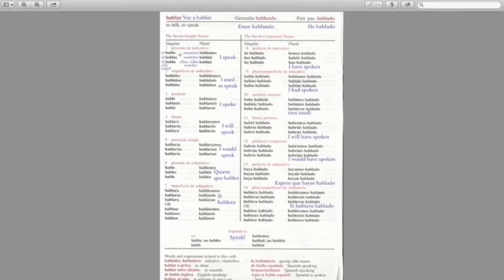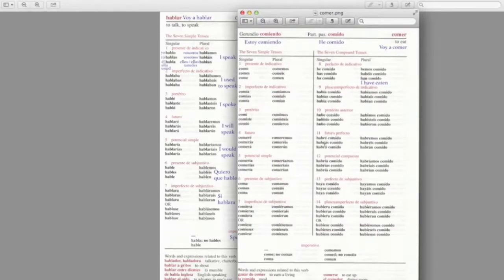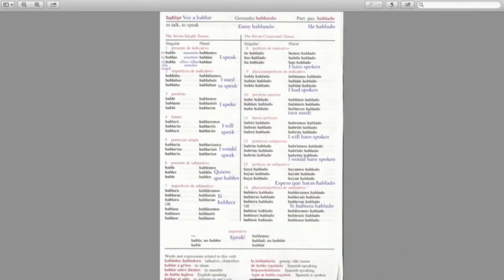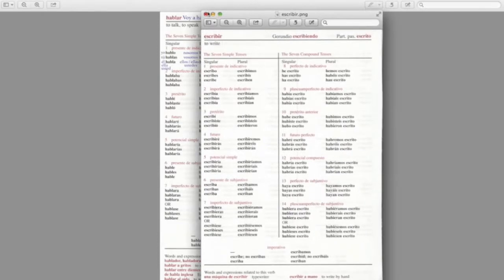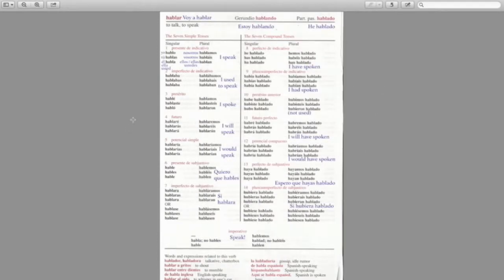Six persons, you only need five. It might sound like a lot, but it's just so repetitive. So if we come to comer, it's all the same here. It's the exact same idea all day long. So basically, if you can understand one page, you can understand all the pages. So it's an extremely important and smart thing to do to learn how to use 501 Spanish Verbs.